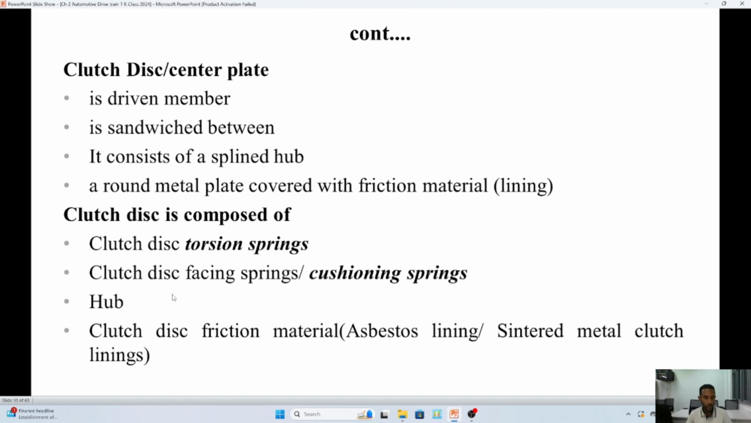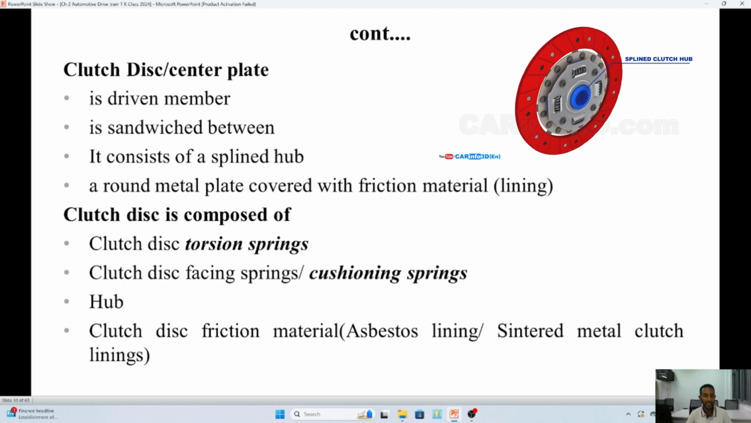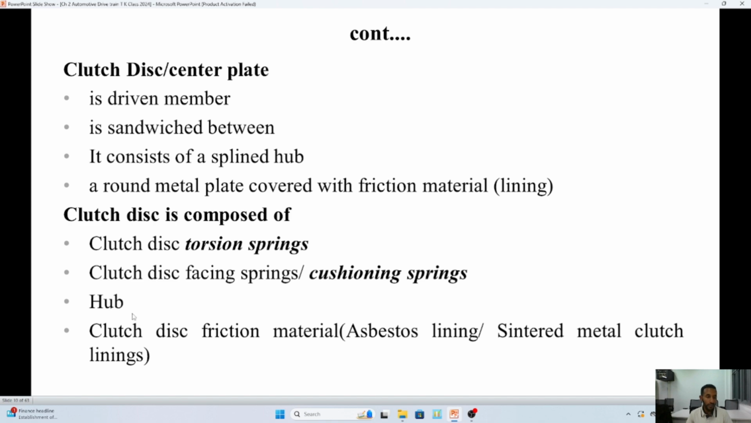So it will have some resistance for torsional force, or it will absorb torsional force which harms the gearbox. And the clutch disc facing spring or cushion spring allows the smooth engagement between the flywheel and pressure plate assembly when the clutch is engaged and disengaged, when the driver depresses and releases the clutch pedal. Also, the hub integrates the lining part and the clutch disc, I mean the center spline part, by means of rivets.